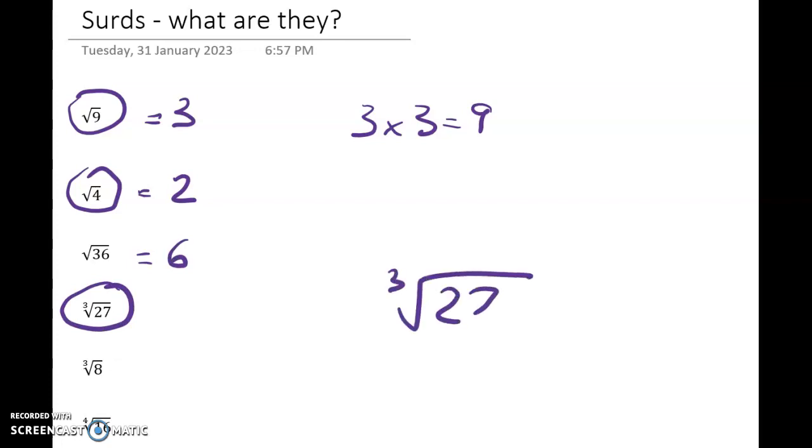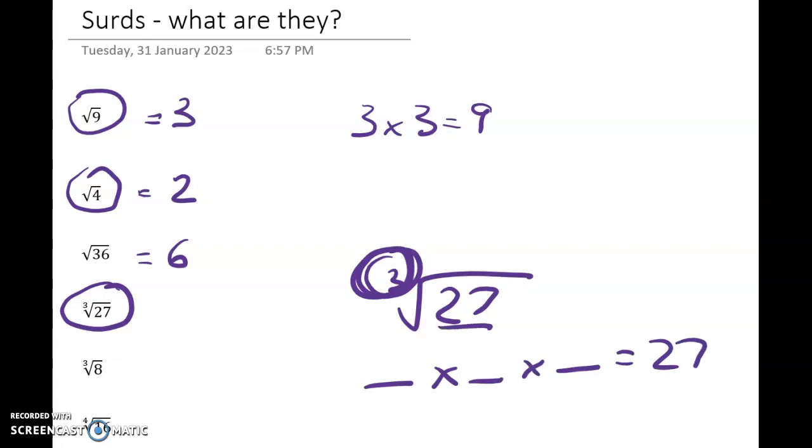So when you see this little number 3, that means that I've got the cube root of 27. So I want what times what times what will get me to the number under the root sign, or sometimes called the radical sign. And the answer to that here is 3, right? So 3 times 3 times 3 will get me 27. The cube root of 8 is 2.